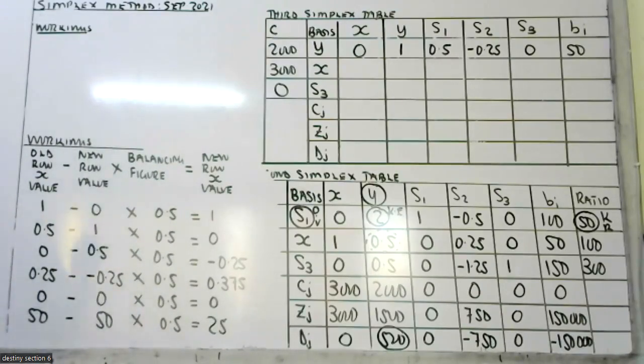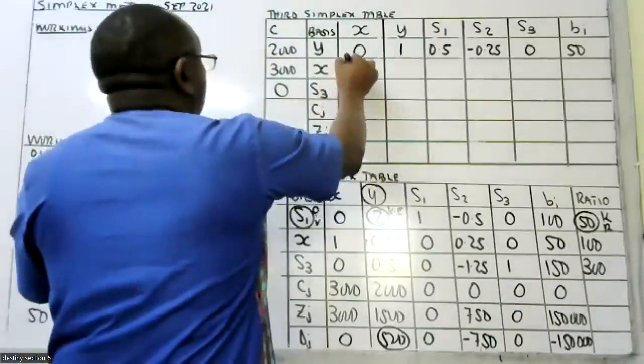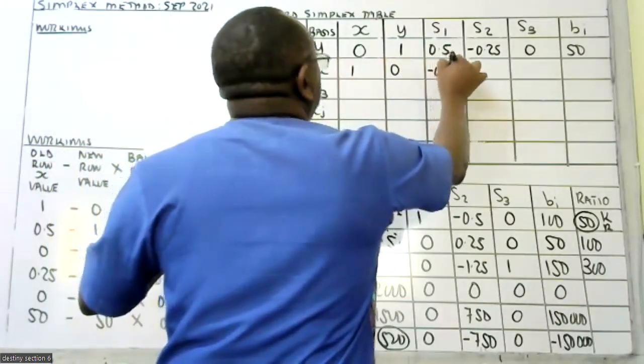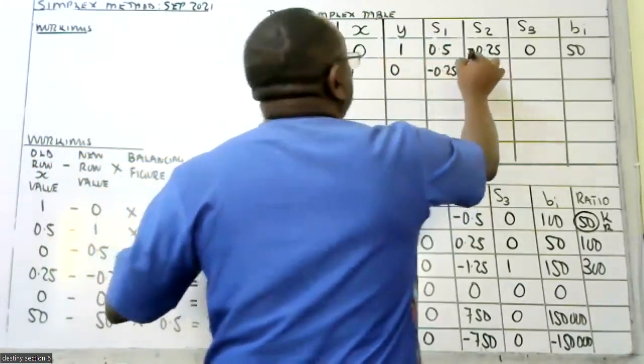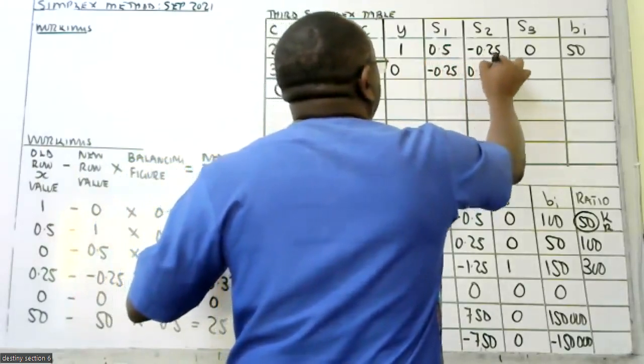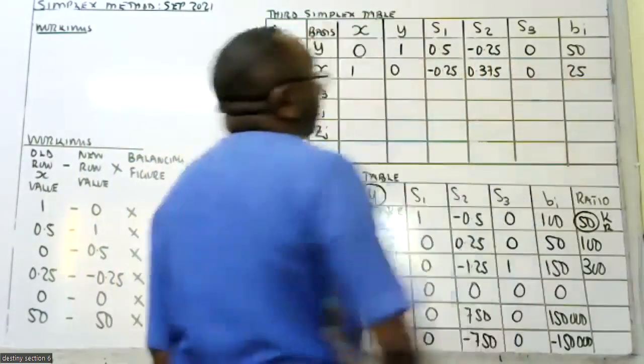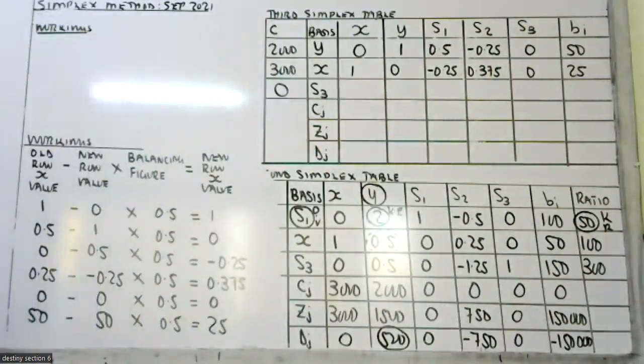25. Okay, so you record those values here. So this is 1, this is 0, this is negative 0.25, this is 0.375, this is 0, and that is 25.